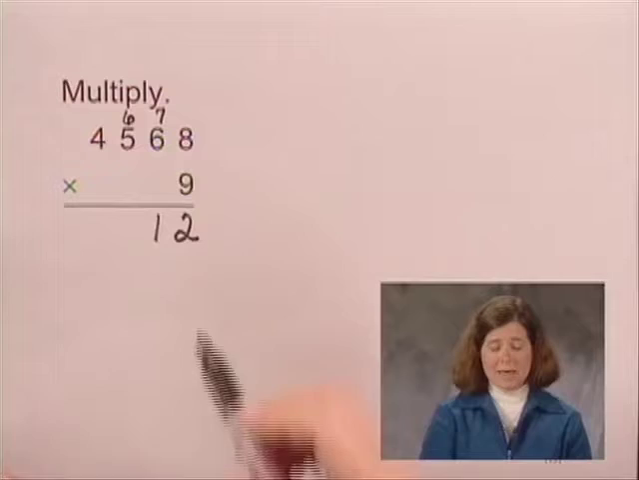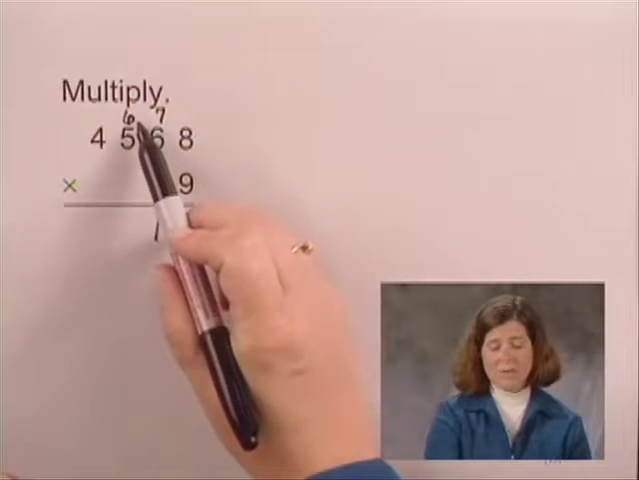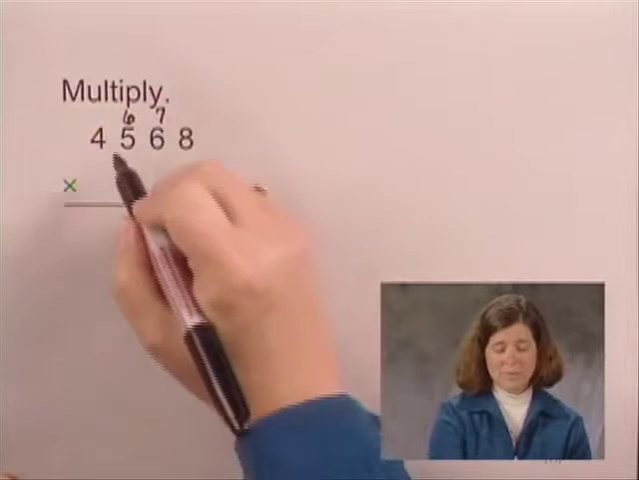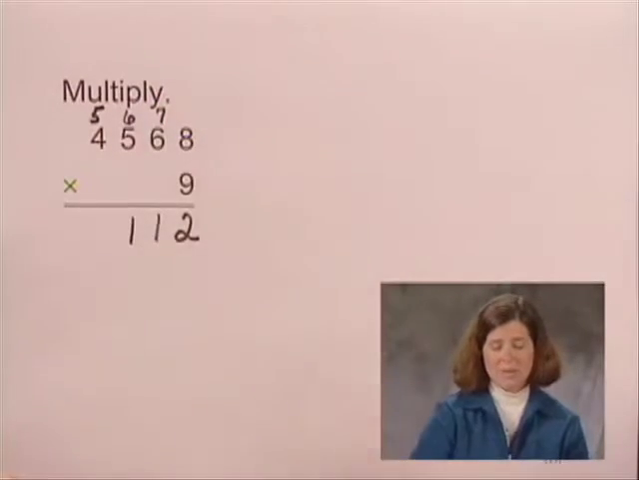Then we multiply again. 9 times 5 is 45. 45 plus 6 is 51. Write the 1 here and the 5 above the thousands.